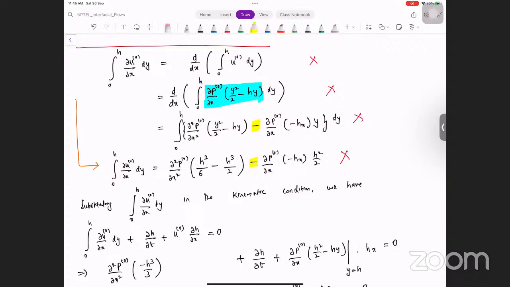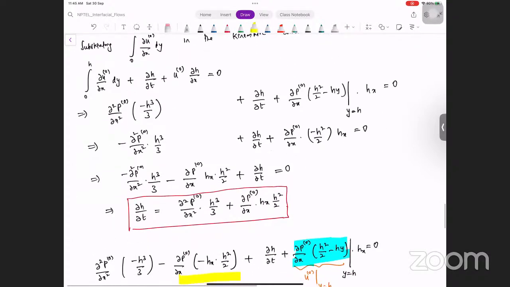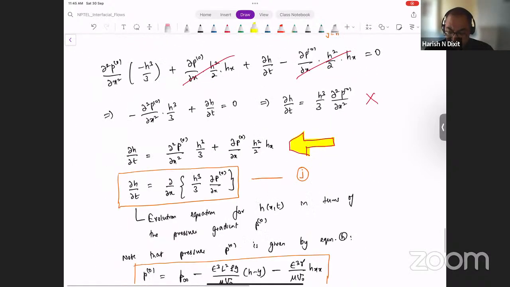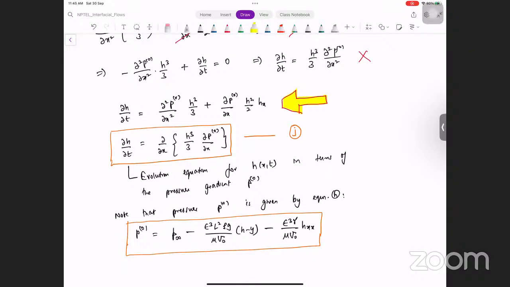Oh, okay. Now I see, sir. That is where the issue is. So I basically was a little careless over there. And when I work out, the final equation is still correct. Equation J is still correct. There's nothing wrong with that. Okay, sir. I got it. Good.